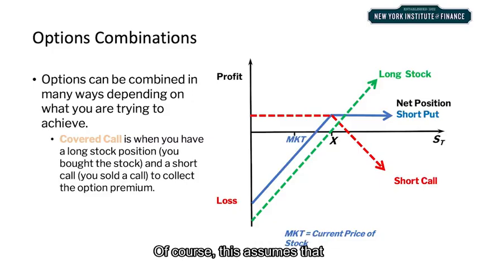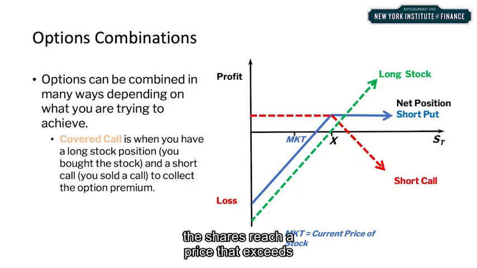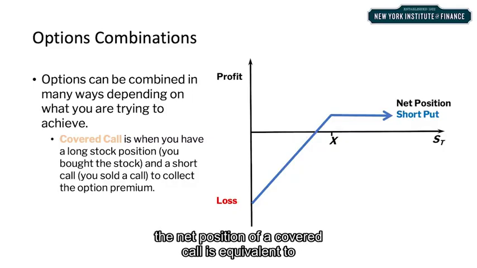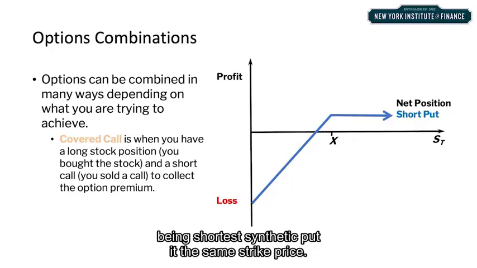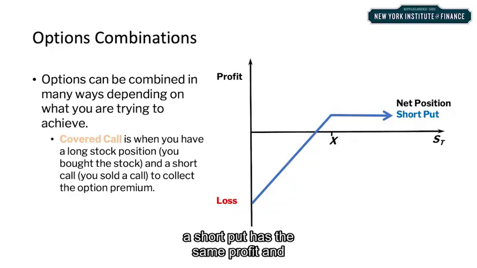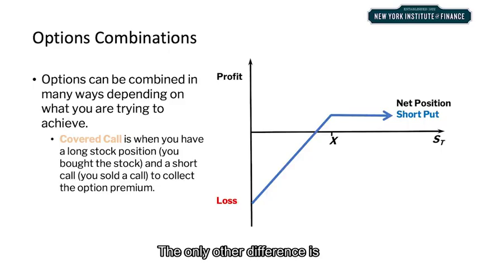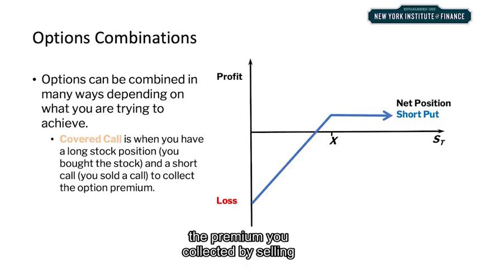Of course, this assumes that the shares reach a price that exceeds the strike price of the call that you shorted. You can see from the graph that the net position of a covered call is equivalent to being short a synthetic put at the same strike price. Below the strike price, a short put has the same profit and loss as being long a share of stock. Above the strike price, no further gains are possible as the stock price increases.